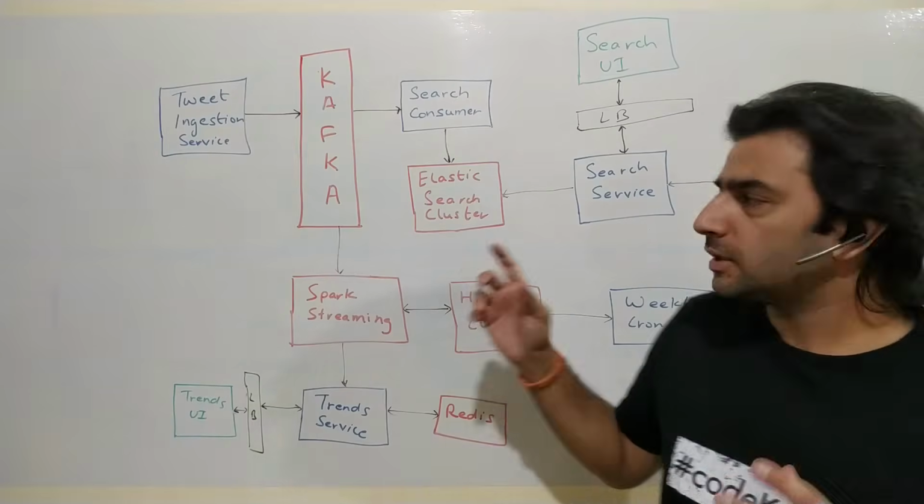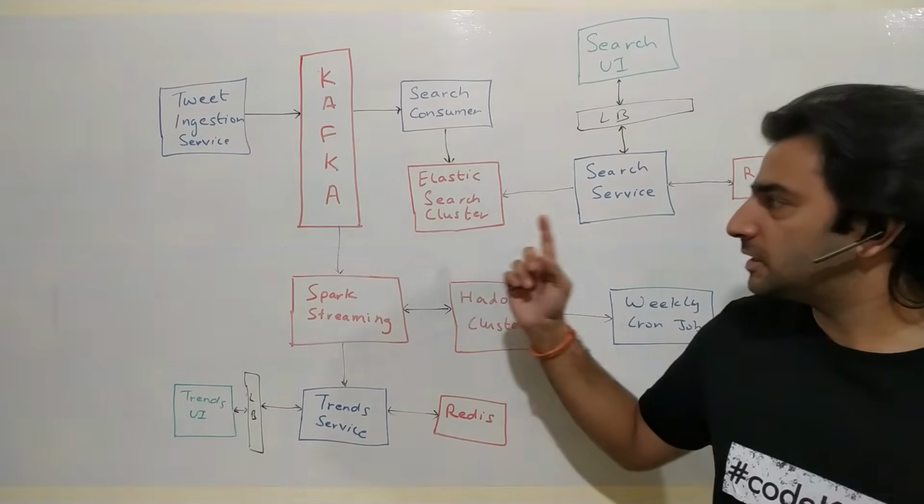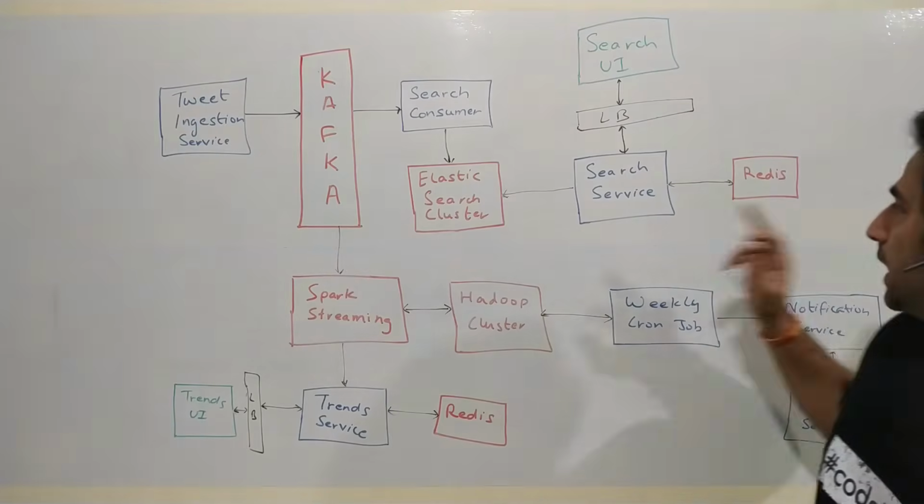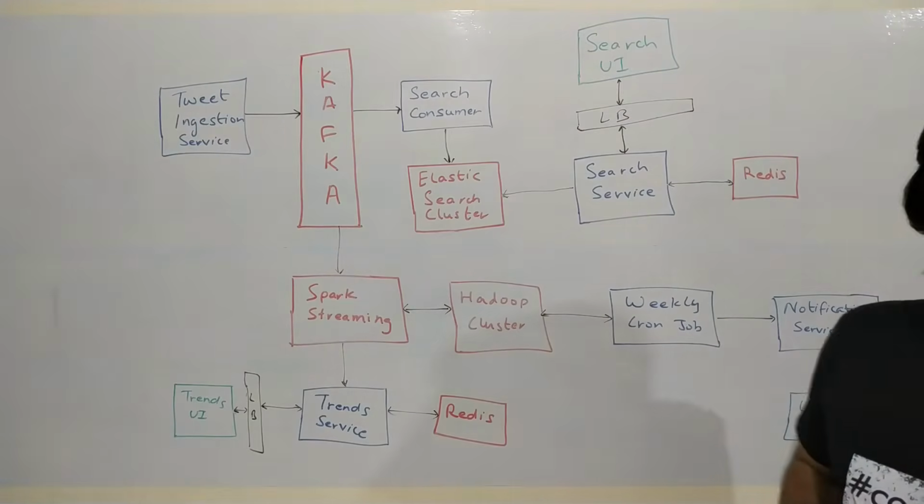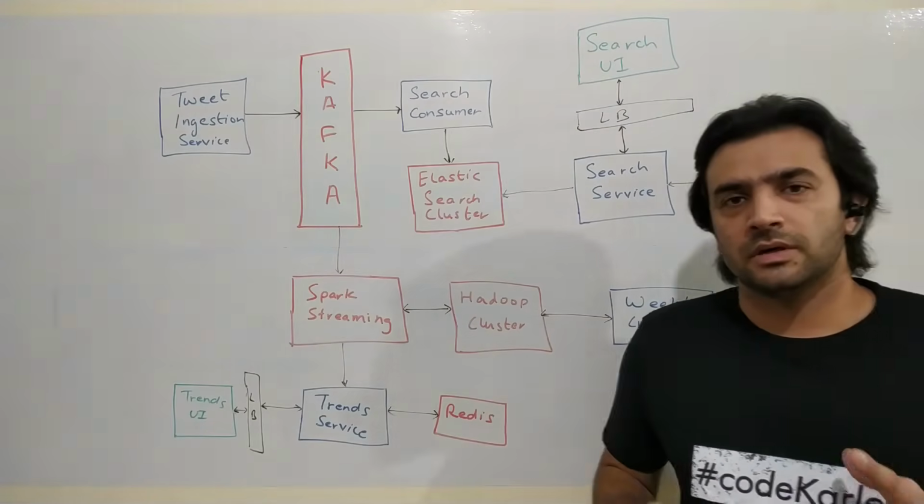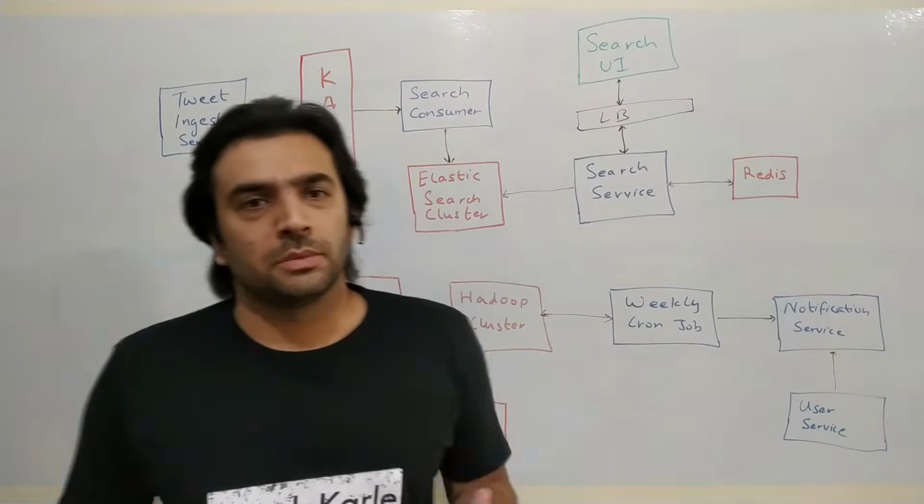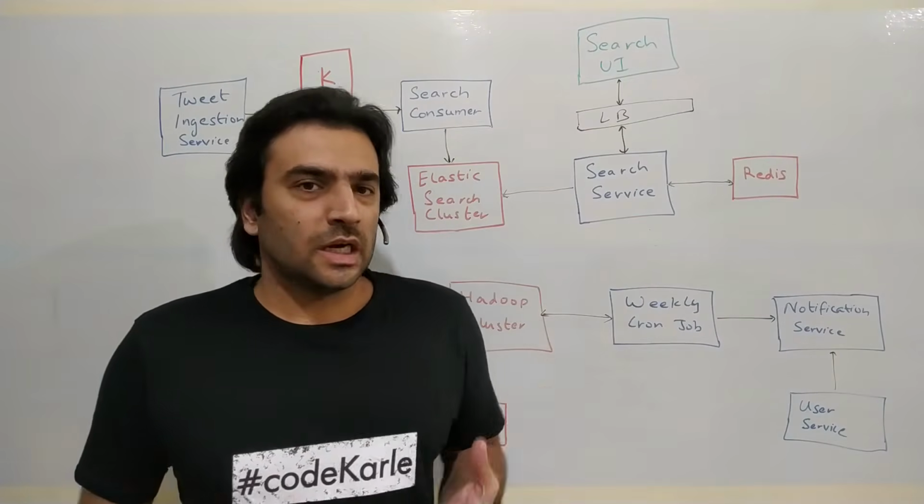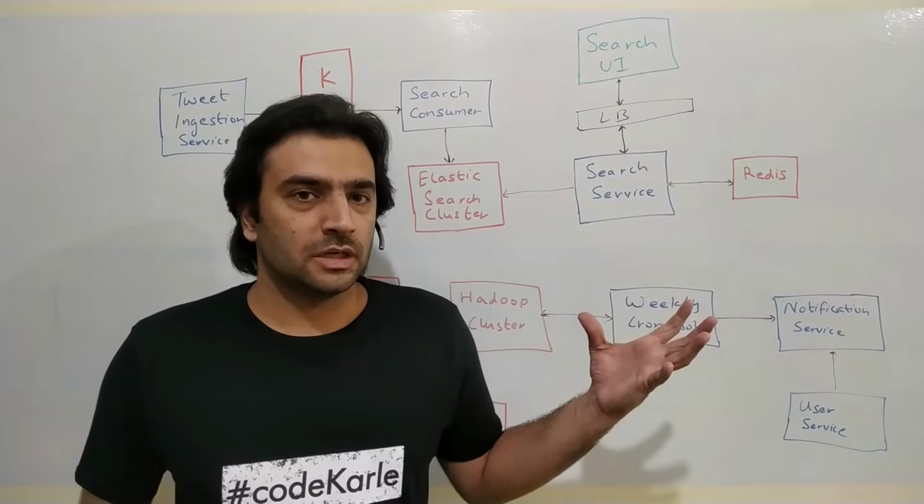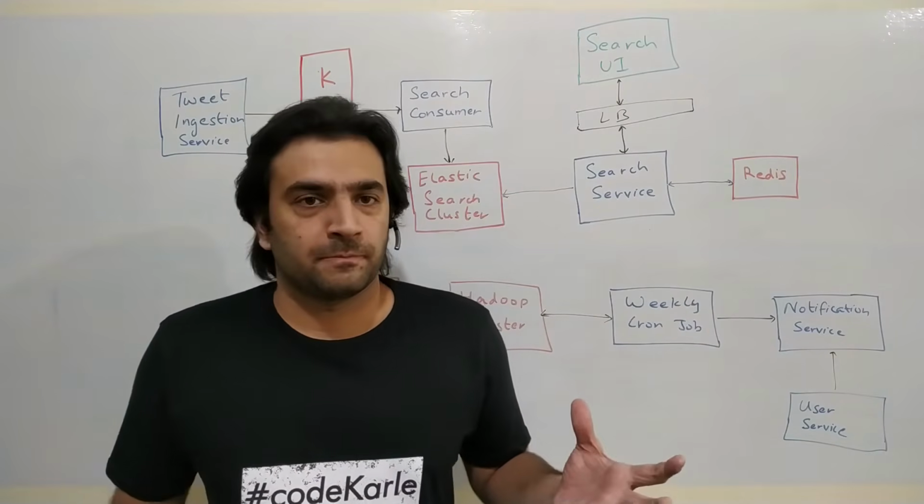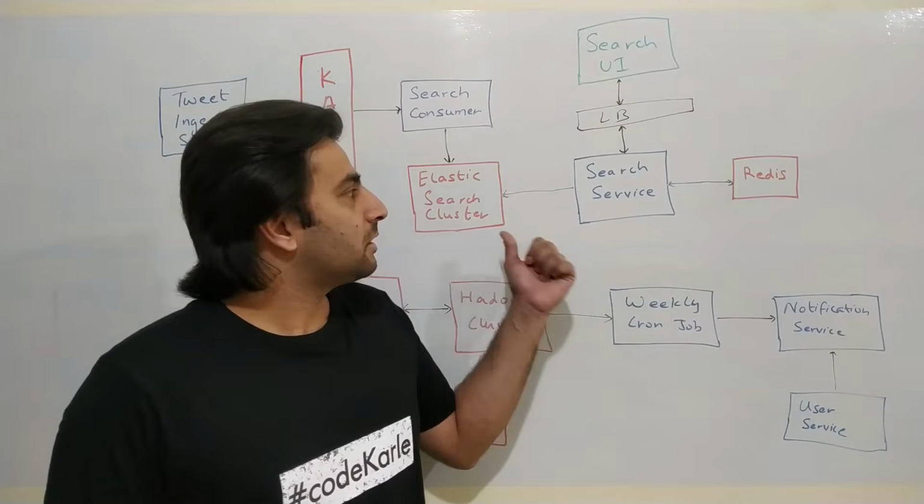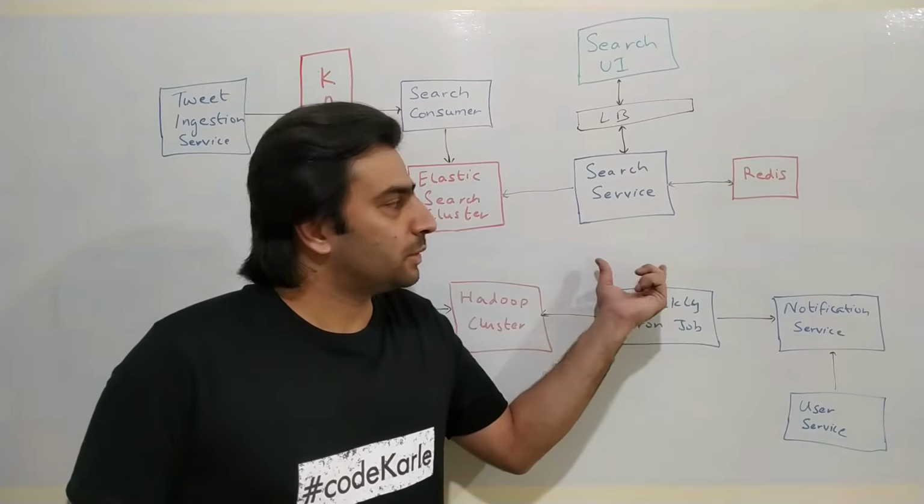So what we'll do is, once the search service gets a set of results from Elasticsearch, it'll put it in Redis, with a time to live of, let's say, 2-3 minutes. So what we are saying is, for 2-3 minutes we'll have that search result. After that it'll expire.